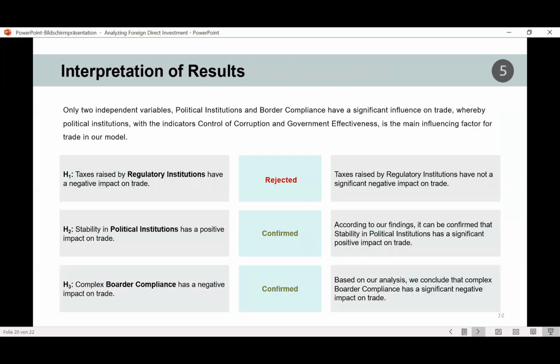And in the following, I'm going to interpret the results. First of all, we're having a look at hypothesis 1, which was: taxes raised by regulatory institutions have a negative impact on trade. This hypothesis can be rejected, and therefore regulatory institutions have no significant negative impact on trade. However, political institutions and border compliance have a significant influence on trade, which means that hypotheses 2 and 3 can be confirmed. Thereby, the main influencing factor for trade in our model is political institutions.